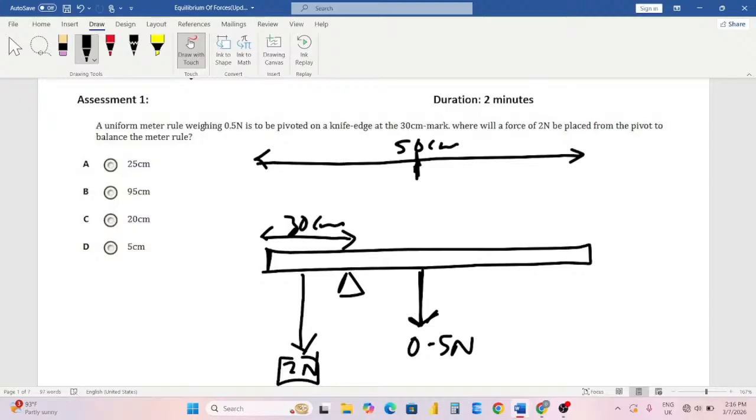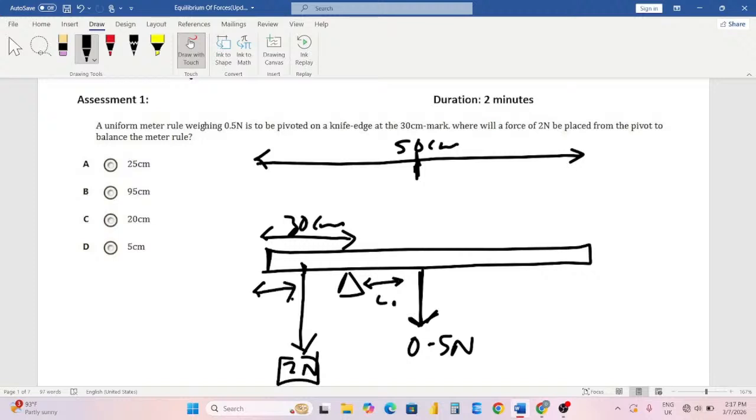It's obviously not going to be 30. It will be a number lesser than what? Lesser than 30. So they want to know the mark. So obviously we can get this side. That will be 50 minus what? 20. Let's call it L2.